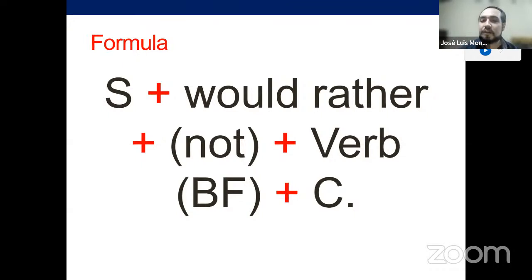Subject plus would rather, and it can be negative. I would rather not. Okay, so you can say, I'd rather not go to the party. I'd rather stay home, right? I'd rather not use public transportation. I'd rather what? I'd rather use a bike, or I'd rather walk, or I don't know, right? You can mention, of course, different choices, different options.